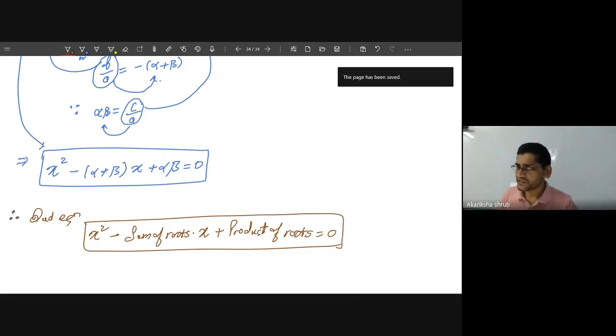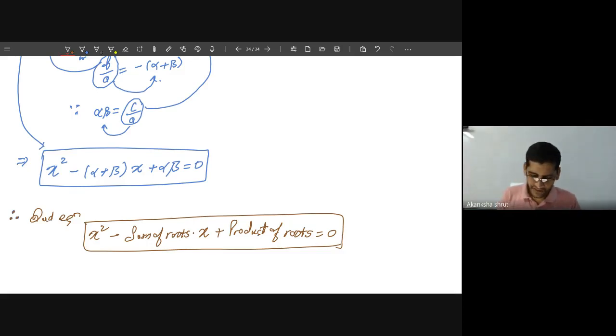Any doubt? No doubt? Please ask. Though all these things are similar to or exactly the same as that of the quadratic polynomial.